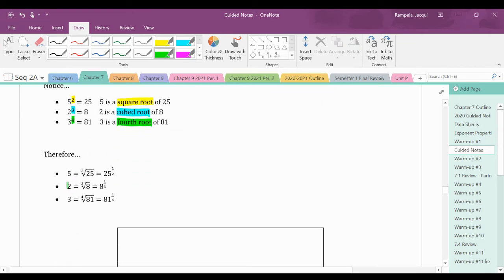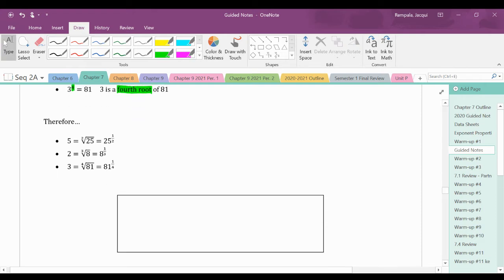Therefore, notice that I can say that 5 equals the square root of 25, which another way to write it as an exponent would be 25 to the 1/2 power. If we have 2, which is really the cubed root of 8, we can rewrite that as an exponent. It is 8 to the 1/3 power. And then 3 is the fourth root of 81, so we can write that as 81 to the 1/4 power. So hopefully you're kind of noticing a pattern here. So I want to go into the definition based off of this information right here.